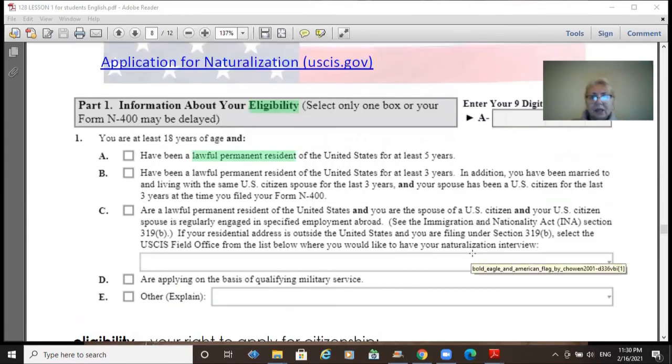Okay. So in part number 1, they will try to figure out if you are really eligible for citizenship or not. And they may ask you these questions. What is your eligibility for citizenship? Or how are you eligible for citizenship?